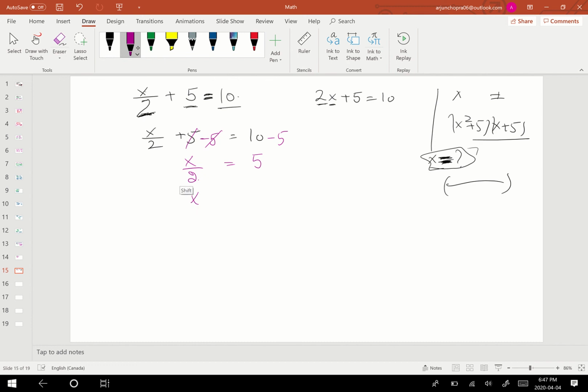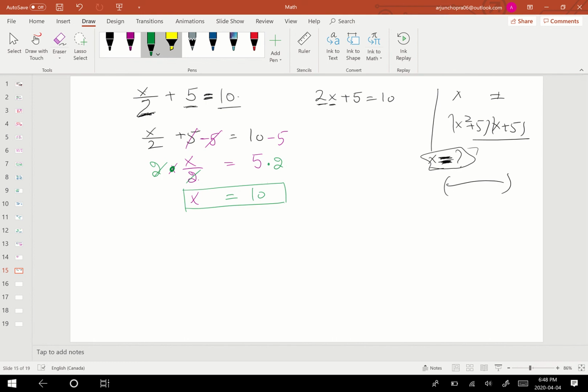equal to 5. Now this is in division with x, so what I'm going to do is multiply this equation by 2 here. So times 2 here, and this 2 will cancel with this 2, and the x value will come out to be 5 times 2, which is equal to 10. That's my final answer.